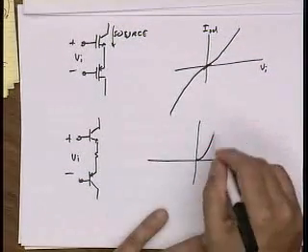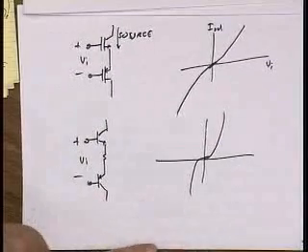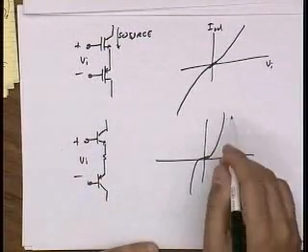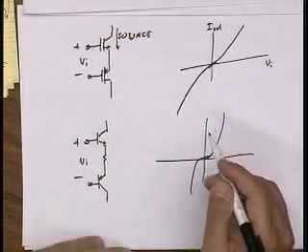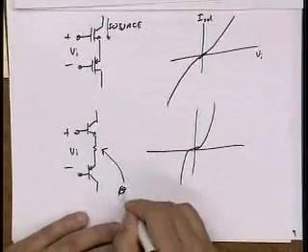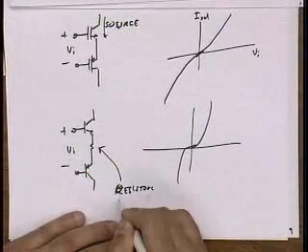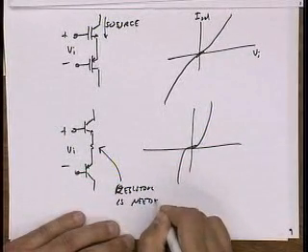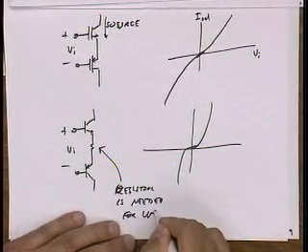The problem is that it's very nonlinear, right? It would give us exponential current flow. So the GM stage would be too nonlinear. So the resistor is needed for linearity.